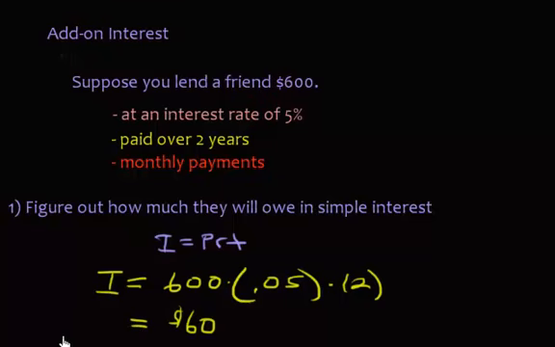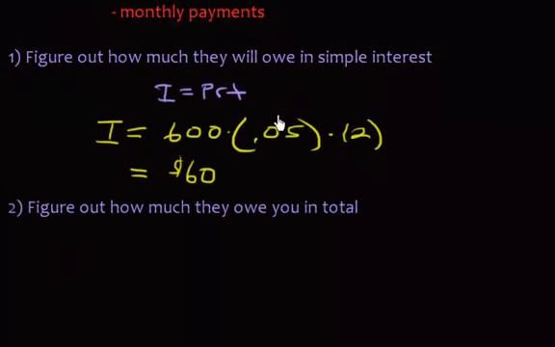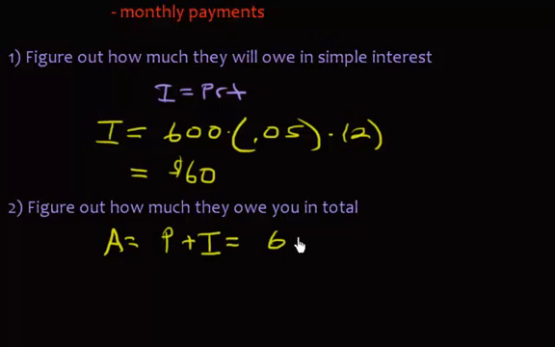Step 2, figure out how much they're going to owe you overall. This would be considered the accumulated amount, because it's going to be the amount they borrowed, which is P, plus the interest. So that's going to be $600 plus the $60 they owe you in interest, so that's going to be $660. Your friend has the option of just paying you $660 at the end of 2 years. But people like to have monthly payments. So you decide, let's pay every month.